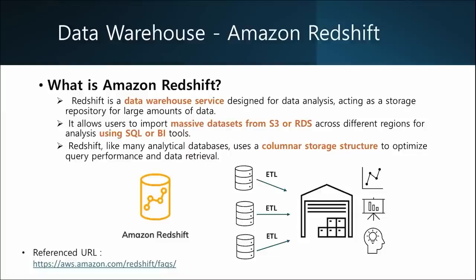Next, let's learn about Amazon Redshift, a data warehouse service. A data warehouse service is a service that stores data from different data sources as a single warehouse and utilizes it for data analysis. The service that supports this is Amazon Redshift. In Amazon Redshift, data stored in S3 or RDS can be analyzed with SQL or transferred to a BI tool through Redshift. Typically, data warehouses follow a columnar storage structure.